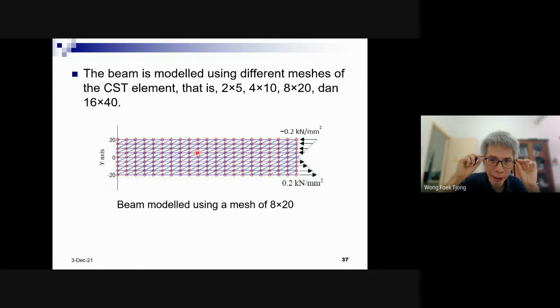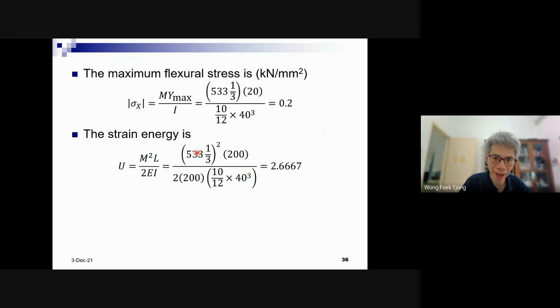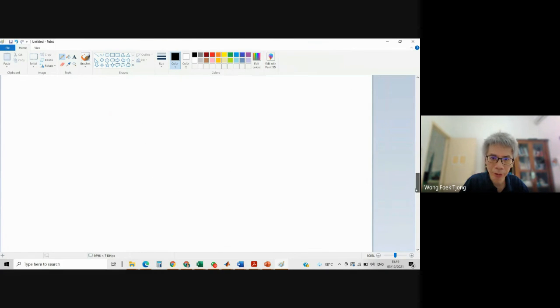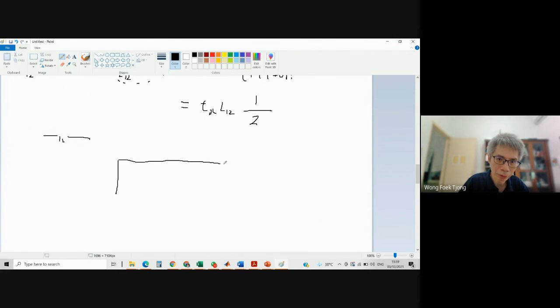the question is how to model this body using CST. Well, here I try to use several elements. First, let me use paintbrush. Where is my paintbrush? Here it is. So our problem is we have a beam. Okay. How to use CST? Of course, we should create a mesh of CST.